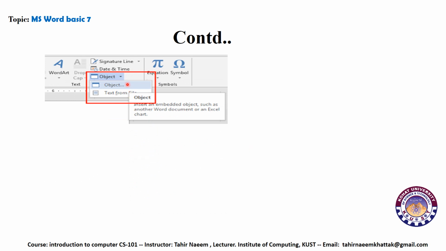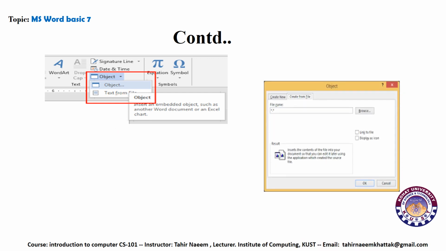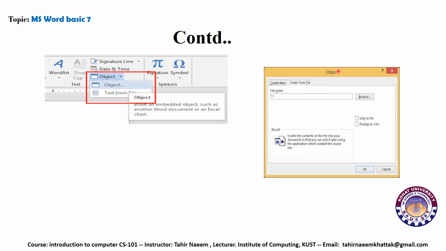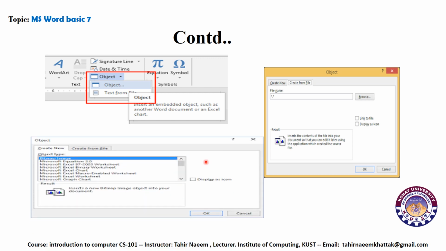So here, as you can see, we will go inside the Text group. We will go to Object, and two options appear. For Object, the explanation is given: embedded objects such as another Word document or Excel chart. Here, with Text from File, we can import the text from the file. As you can see, when we click on Object, this type of window pops up. And here, when we click on Browse, another dialog box opens up.